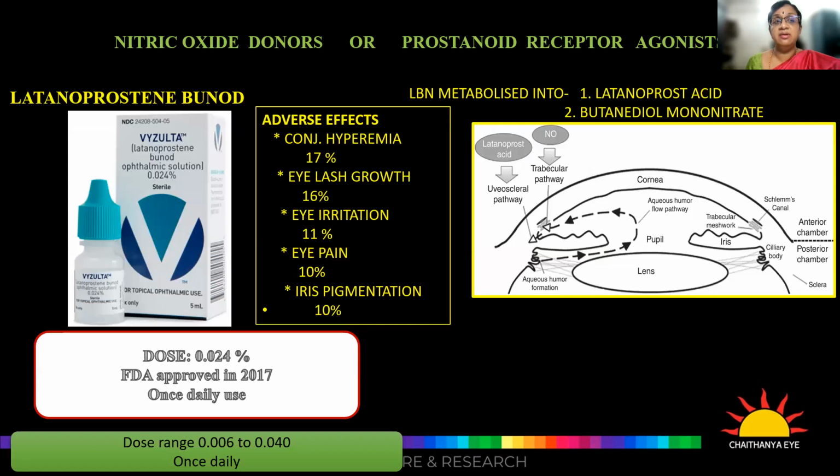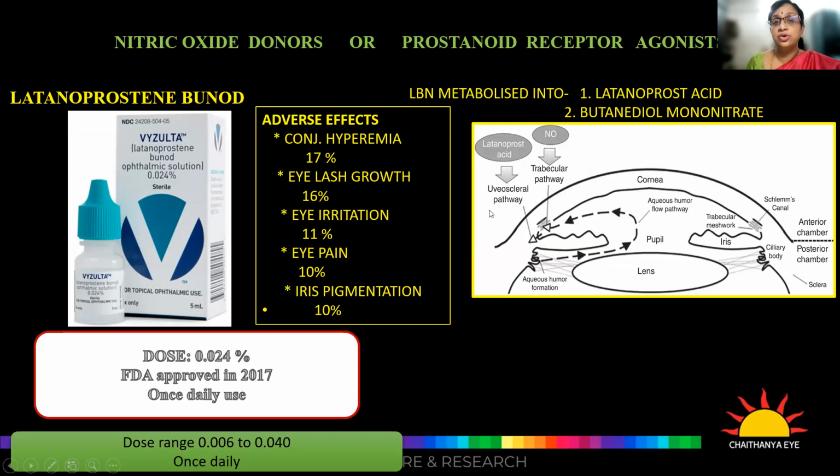Next, coming to latanoprostene bunod, which got US FDA approval in 2017 as a once daily medication. It was launched in Delhi also, but then because of the high cost, it was launched by Bausch and Lomb, I think, and because of the high cost, it could not gain popularity, and we are all looking forward to its relaunch at an affordable cost.